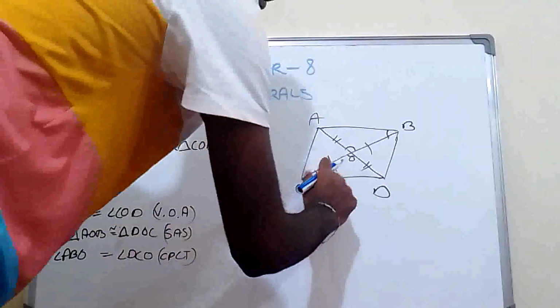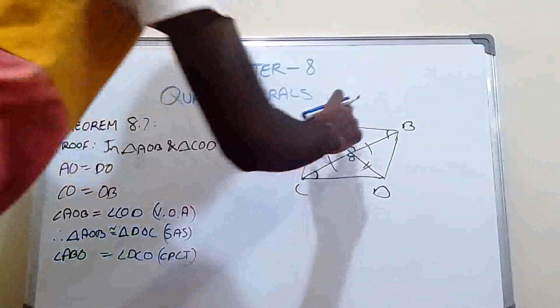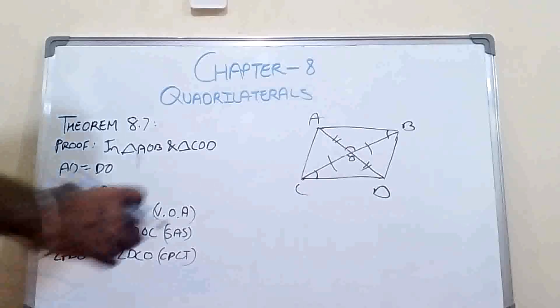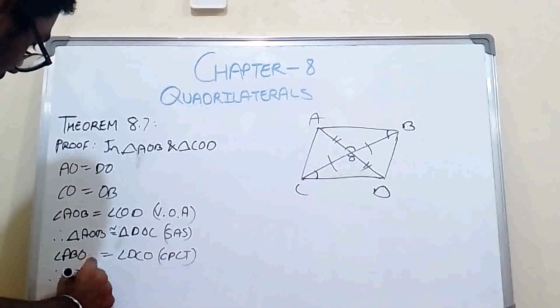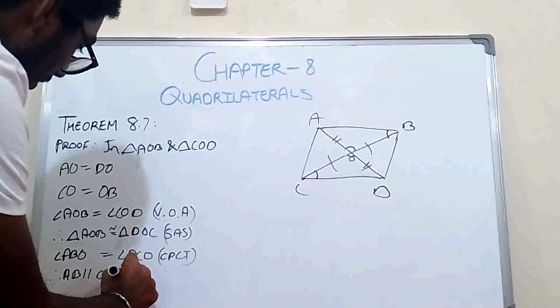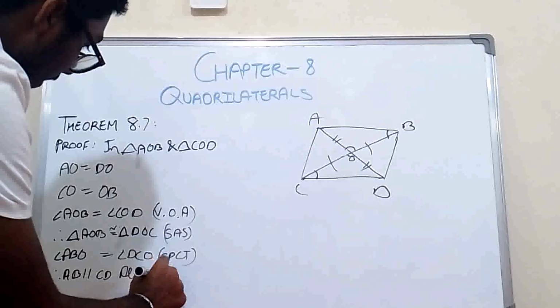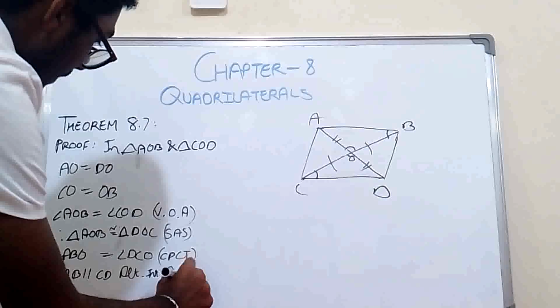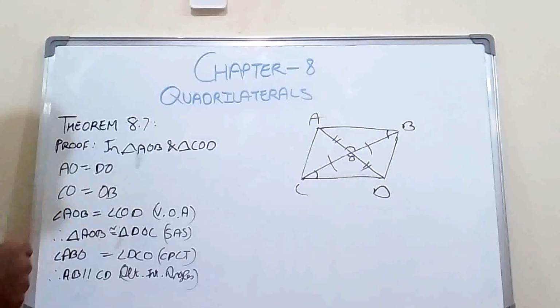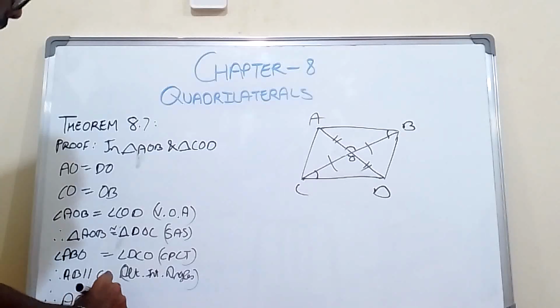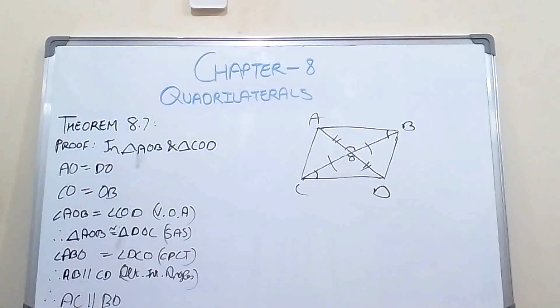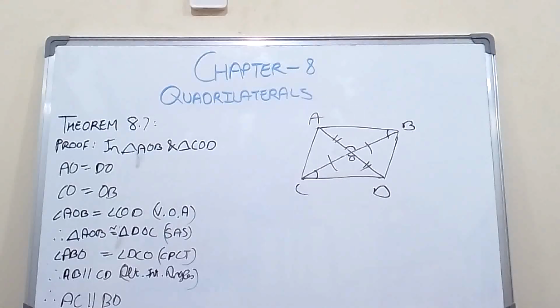Now because these two angles are equal, we can tell that AB and CD are parallel because of alternate interior angles. Therefore, AB is parallel to CD because alternate interior angles are equal. Similarly, we can also tell that AC is parallel to BD. Therefore, we have proved that the given quadrilateral is a parallelogram.